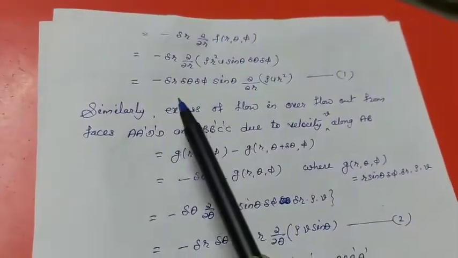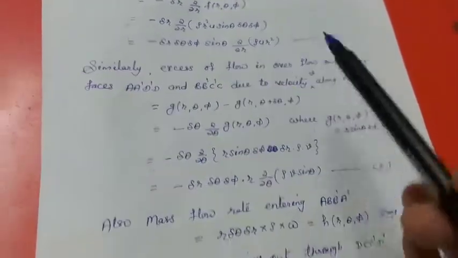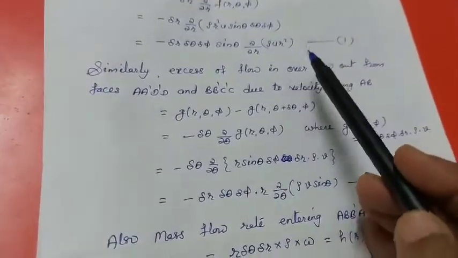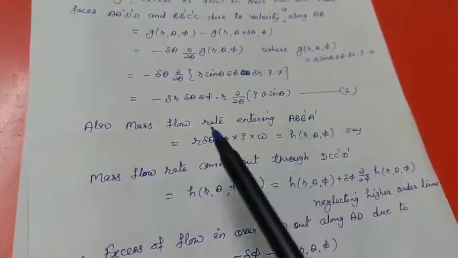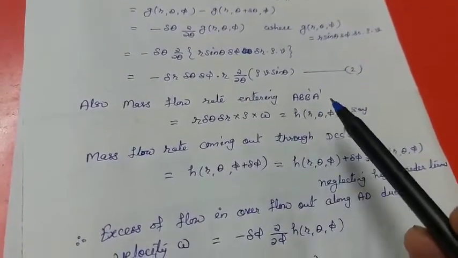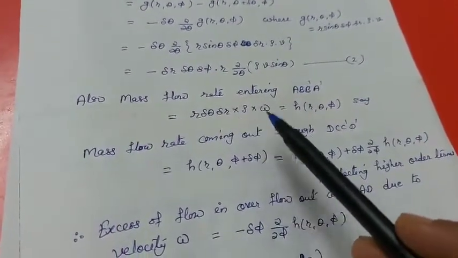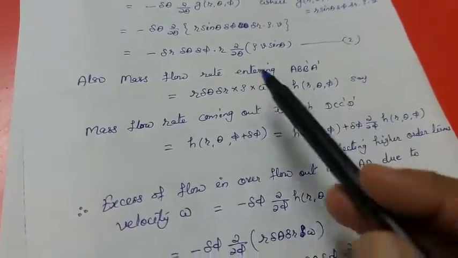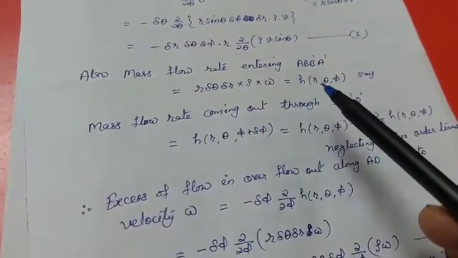Flow in over flow out will be this, and suppose this is equation number 1, and this is in the u direction, rather in the r direction, and this is in the theta direction. So this is equation number 2. Also, the mass flow rate entering ABB'A', that is r delta theta delta r into rho into w, is in the phi direction, and suppose this value is termed as a function of r, theta, phi, that is h of r, theta, phi.